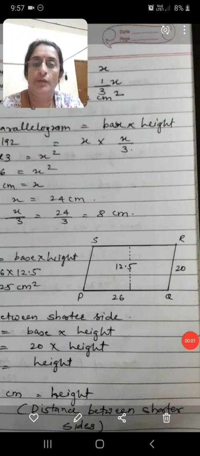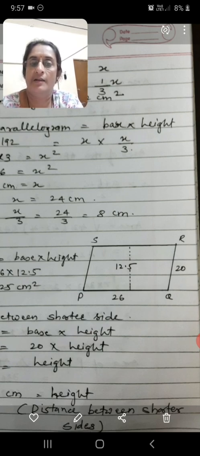Now let us go to the third question of this exercise. There is a parallelogram PQRS. PQ is given as 26, QR is given as 20 centimeter, and the distance between the longest sides is given, that is 12.5. You have to find out the area of that parallelogram and the distance between the smaller sides.